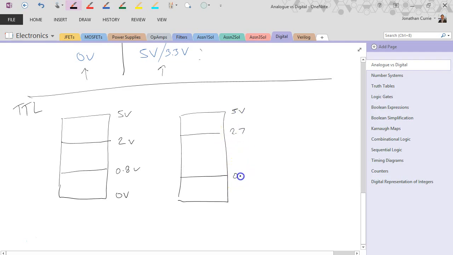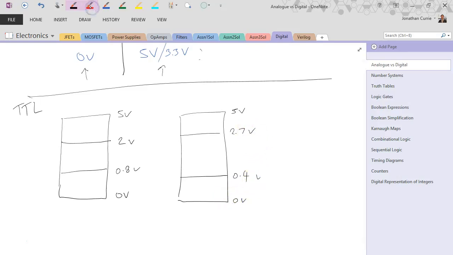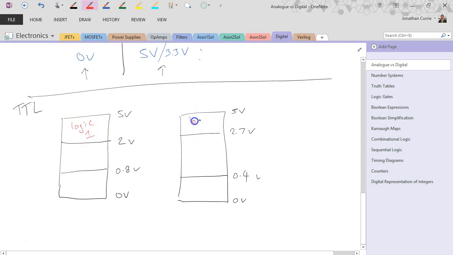So I'm just writing these ones down, and 0 volts. So this is our logic 1, logic 1, logic 0, and logic 0. Unusable region, and this is a TTL output, and this is a TTL input.